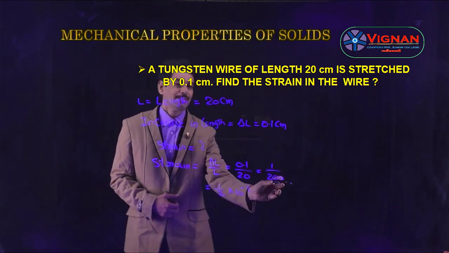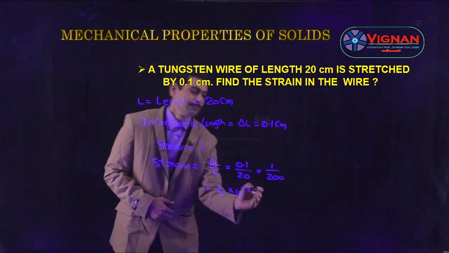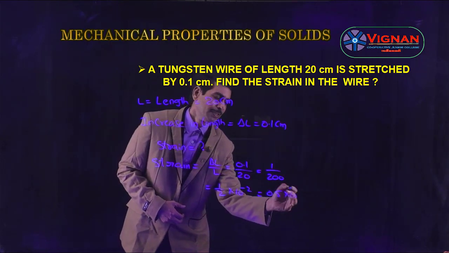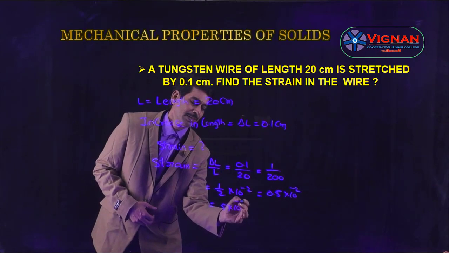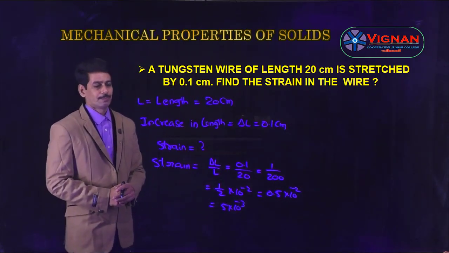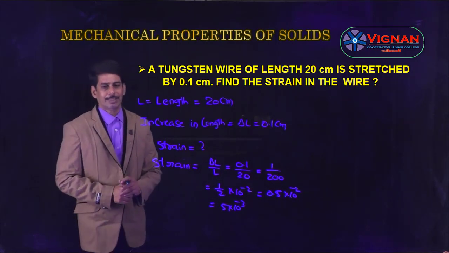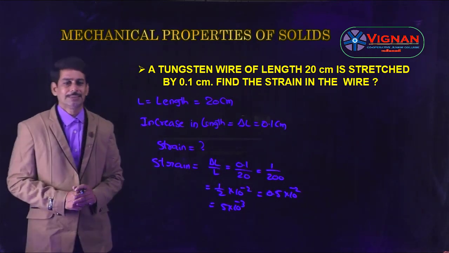So this is 100 and brings to the numerator as 10 power minus 2, and 1 by 2 is nothing but 0.5 into 10 power minus 2. So this is nothing but 5 into 10 power minus 3, or it can be 0.005. So this is the strain. Whenever we are asked to find the strain, the formula for strain is change in length by original length, that is delta L by L.